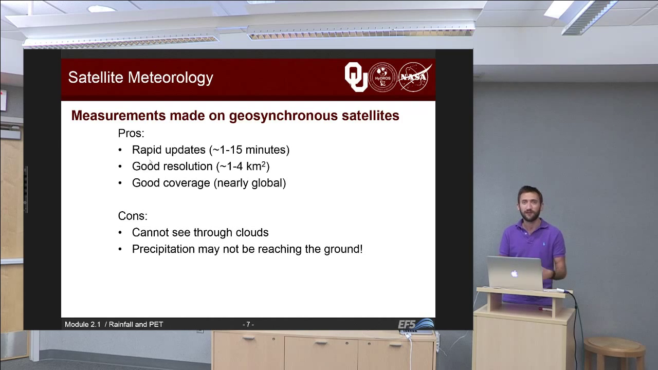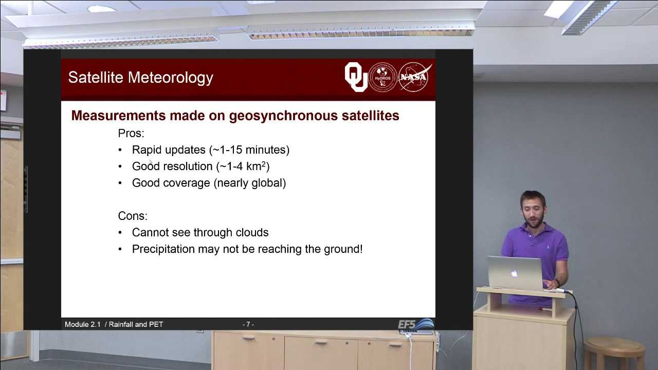It can basically update as fast as a satellite instrument can work and transmit the data back to Earth. So you can get updates on the order of every 1 to 15 minutes. It also has really good resolution because, again, it's always looking at the same spot. And so you can get resolution on the order of 1 to 4 square kilometers per grid cell. It also gives you good coverage, nearly global, because, again, it's far enough away that it's looking at most of the Earth's surface at any one time. So if you had a constellation of these satellites, you could really see the whole Earth's surface all at once.